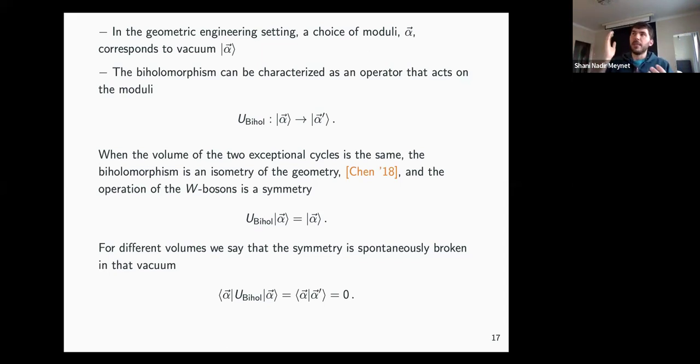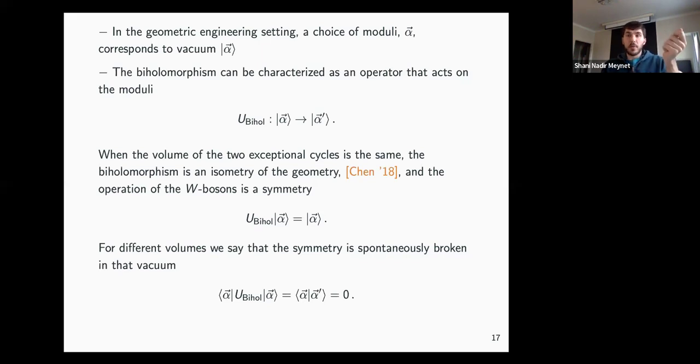Geometrically, it is because if I blow up my singularity and I have two cycles, and the volume of the two cycles is different, the biholomorphism will exchange them. And since the volume of the two cycles is different, I can tell the difference between before and after applying my automorphism. From a field theoretical point of view, instead, the resolution of my singularity will pick a point in the moduli space. So resolving a singularity is like going to a certain point in the moduli space.